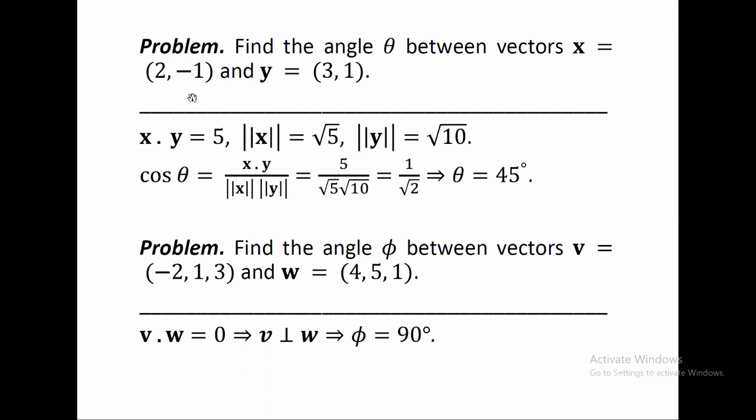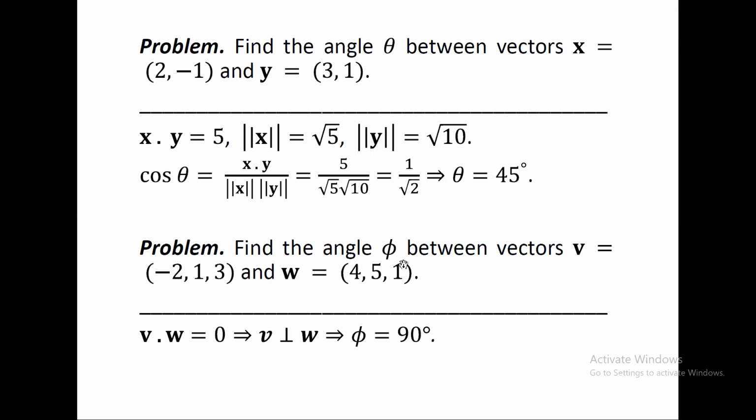So cos of theta will be this quantity divided by this into this, that is 5 divided by root of 5 multiplied by root of 10, and that will be 1 by root 2. And because cos theta is 1 by root 2, theta will naturally be 45 degrees.